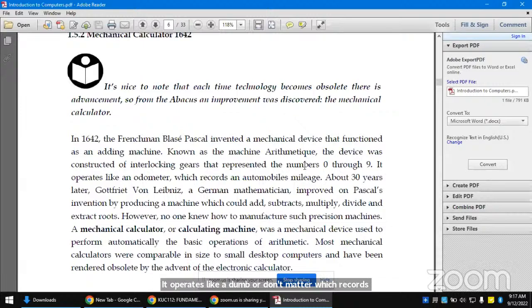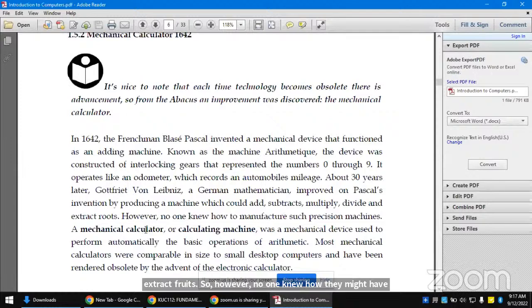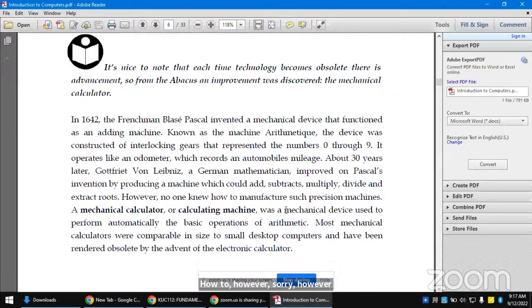About 30 years later, Gottfried von Leibniz, a German mathematician, improved on Pascal's invention by producing a machine which could add, subtract, multiply, divide, and extract roots. However, no one knew how to manufacture such precision machines.